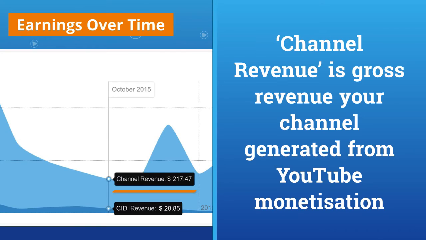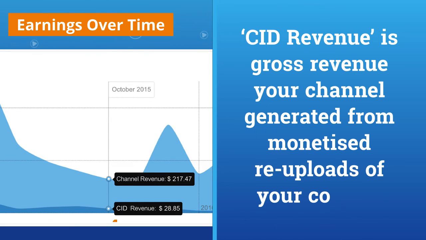The earnings over time chart displays your channel revenue in gross US dollars for each month. Your revenue accumulates from month to month and is paid out once you reach the 70 US dollar payment threshold. In this chart, you can also see your CID revenue, which means your Content ID revenue, that you might have generated that month.